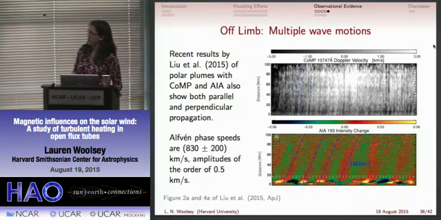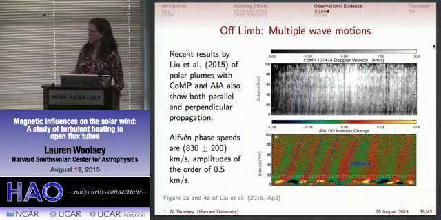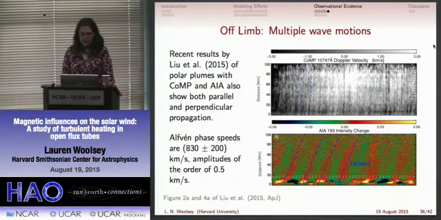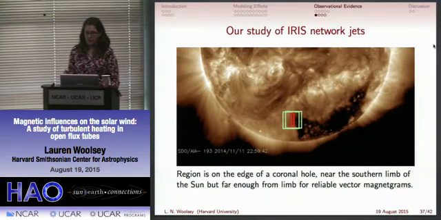So in the top left, and it's hard to see on the slide here, there are some dashed lines showing the Alfvén signatures in a distance-time plot. And on the bottom, you have AIA 193 showing the other motions, the longitudinal motions. On the bottom, it's got 130 kilometers per second for those motions. And in this paper, they found the Alfvén phase speed is 830 kilometers per second, with amplitudes on the order of 0.5 kilometers per second.